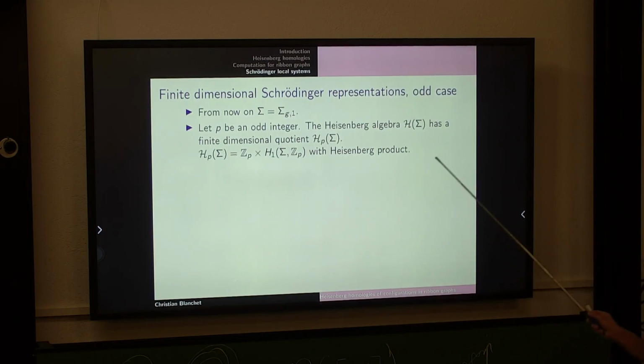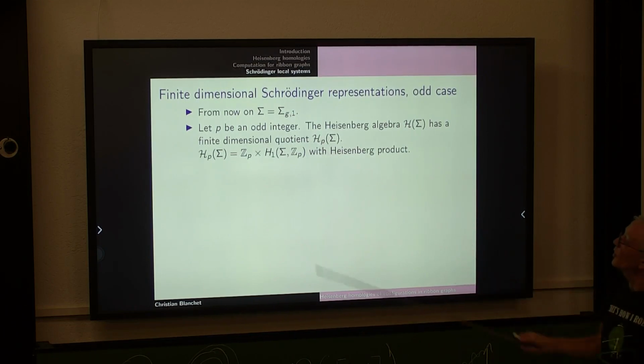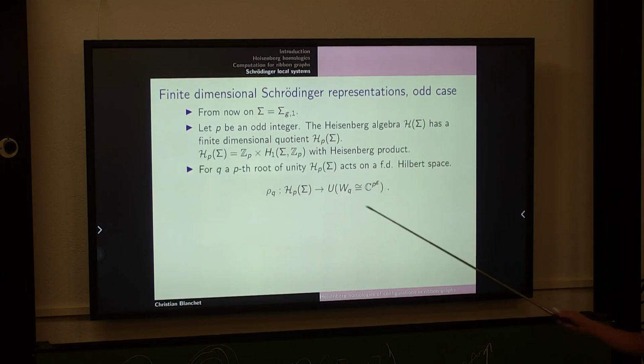And then we will come back to sigma G1, take P an odd integer, and take a finite quotient of the Heisenberg group. For technical reasons, I restrict to odd P, but we can also do something with even P. This is just to be simpler. So then, if Q is a P root of unity, this finite Heisenberg group acts on a finite dimensional Hilbert space.